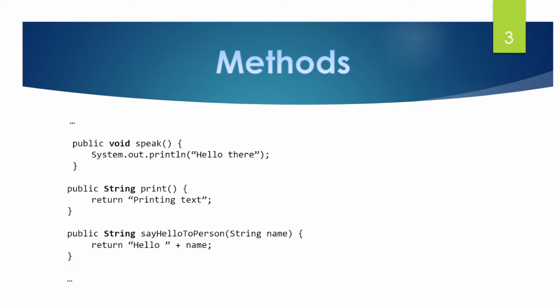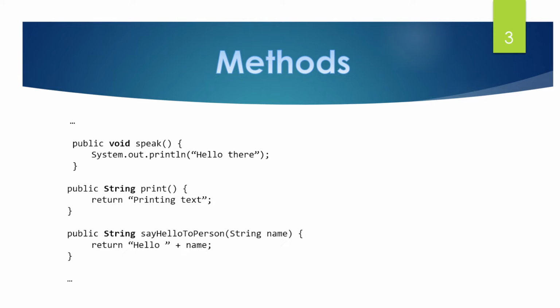There are different types of methods in Java. For example, method can be void, which means that method does not return anything, or it can return the type, for example string. As you can see, the first method speak is void. It does not return anything, it will just execute this system out print line and it will print hello there.